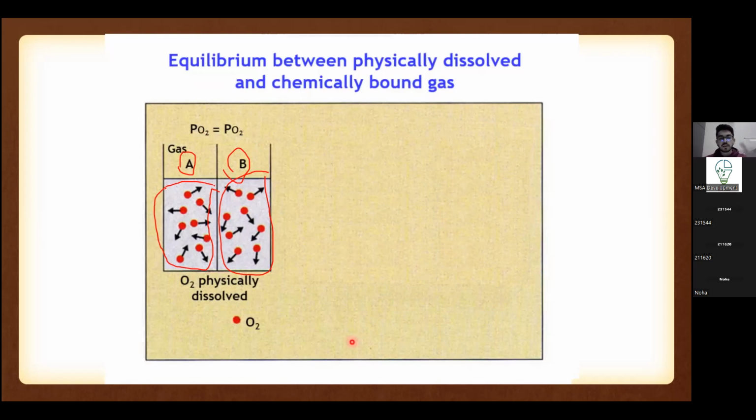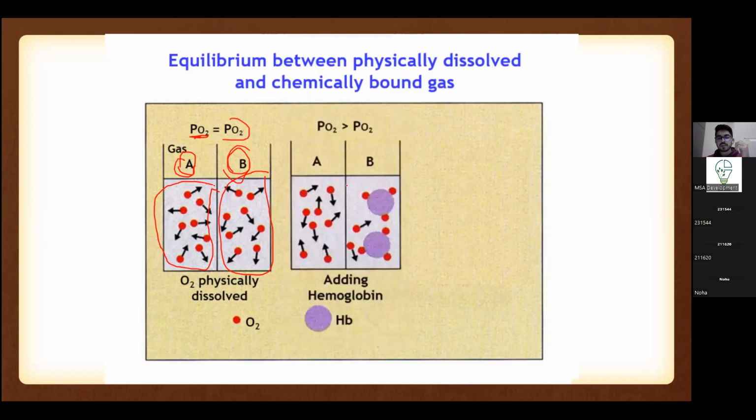So you can tell that the amount of pressure produced on both sides is going to be equal because both of them have the same amount of oxygen. Okay? So we can tell that PO2 in the A compartment is equal to the PO2 in the B compartment. What about the next picture?